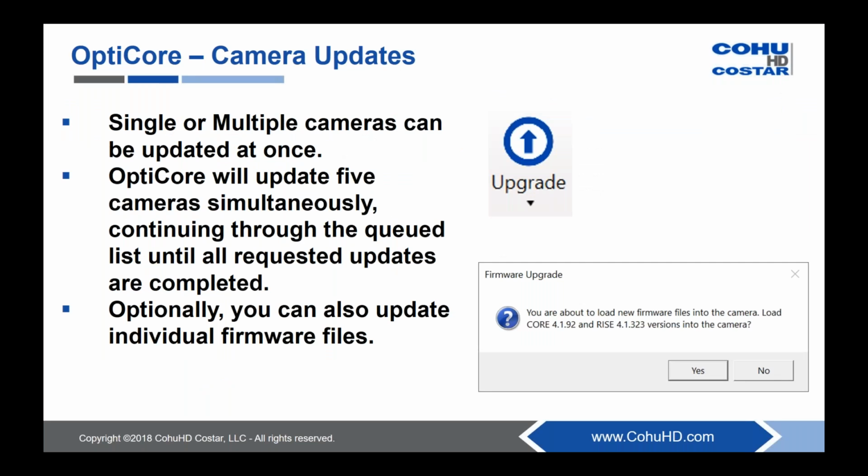All right, here's the reason we're all here: multiple camera updates. So OptiCore makes this process very, very easy. We're going to automatically, once selected, update up to 5 cameras simultaneously. And if you end up creating a queue or a list of updates longer than 5, we'll simply work through them in a round robin. When one completes, we'll add the next one.